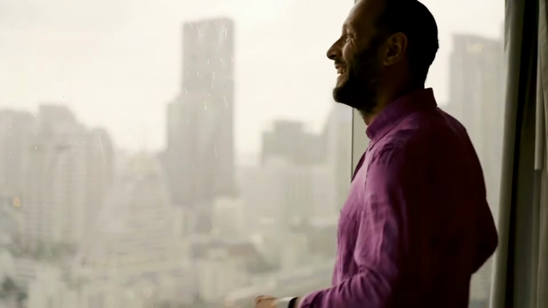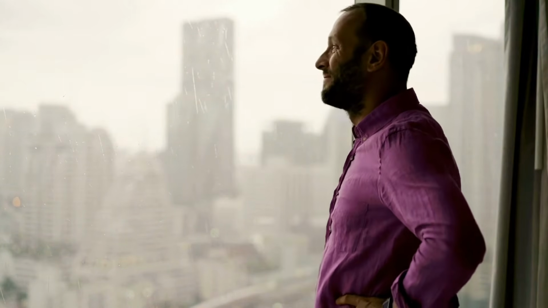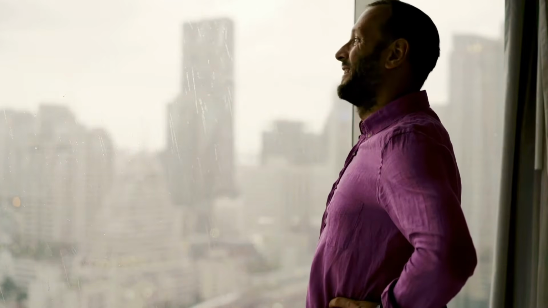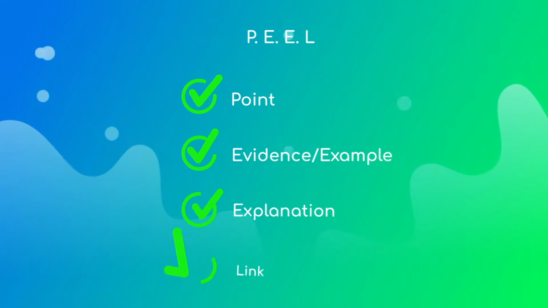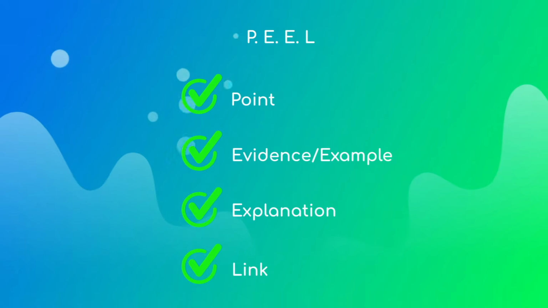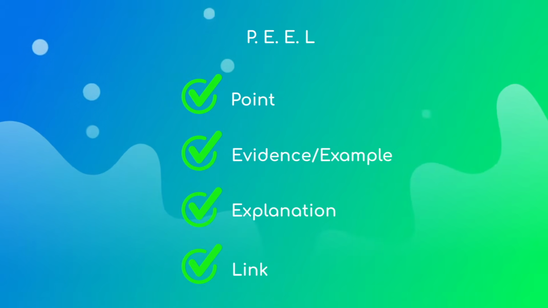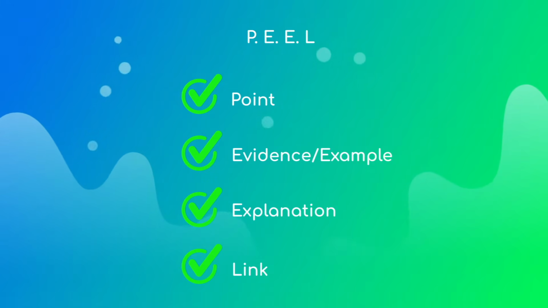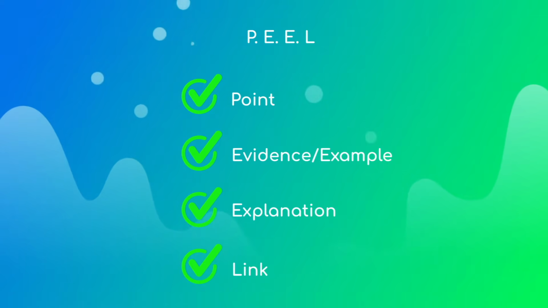The body paragraphs are where you focus the attention of the reader to the points you wish to make. It is here that you need to be clear so that your ideas are very easy to follow. There are many different ways to structure a body paragraph, but for this video, we will be looking at the Peel model. The Peel paragraph model is an excellent structure to use. Peel stands for point, evidence example, explanation, and link. Let's see what it looks like.